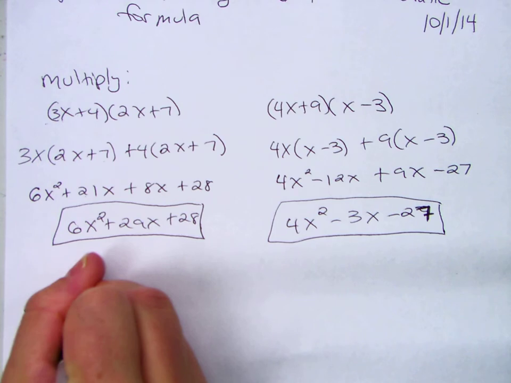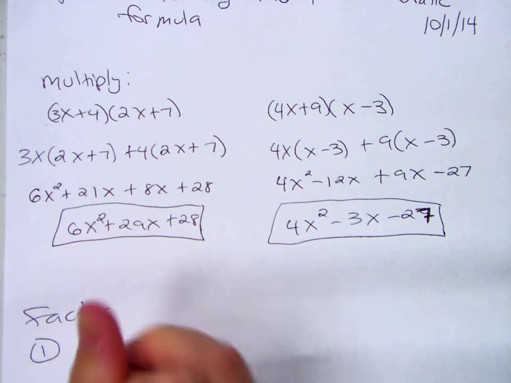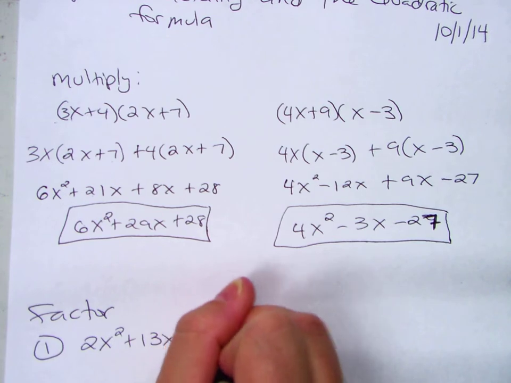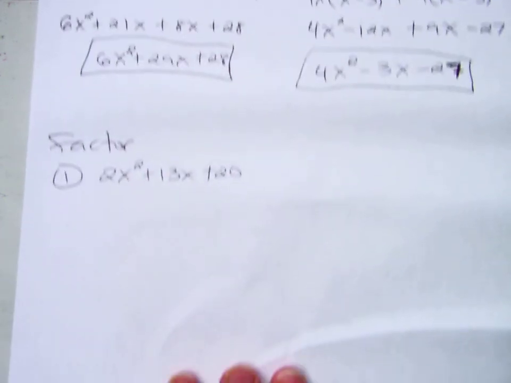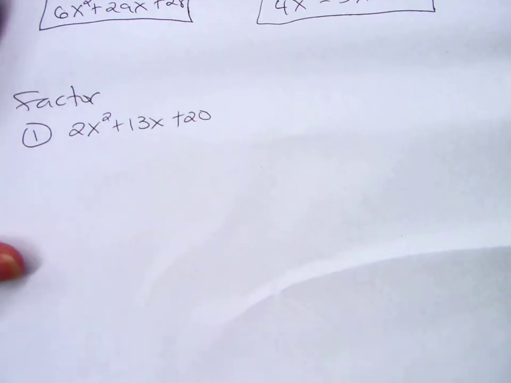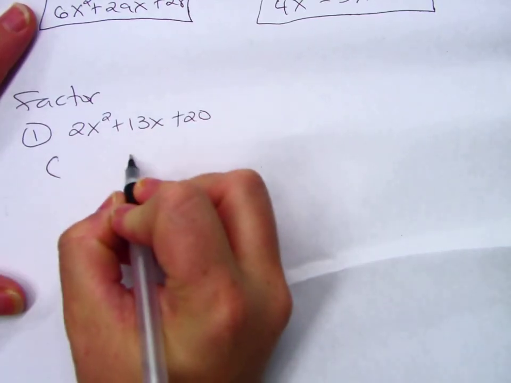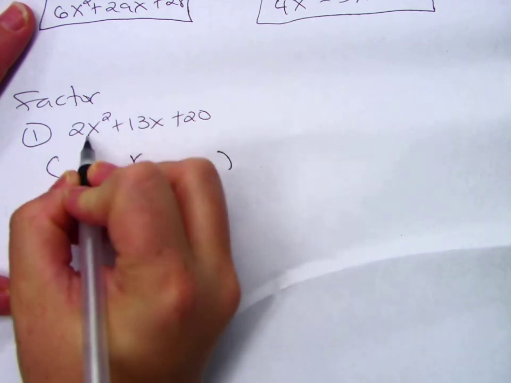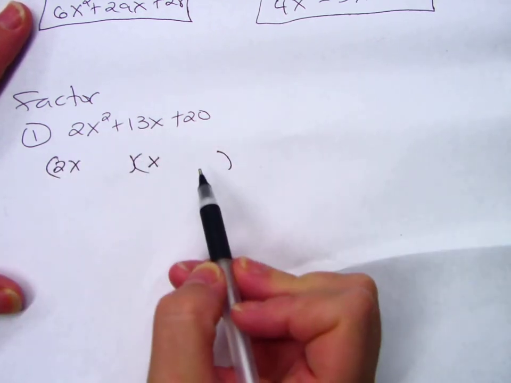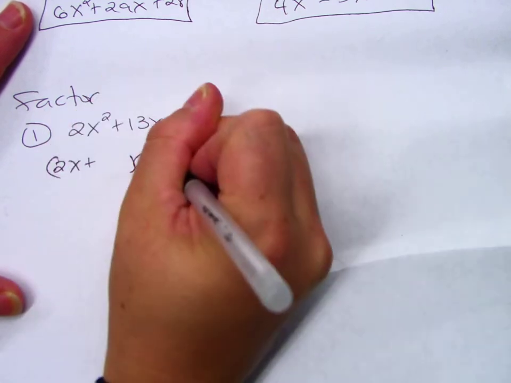So factor number 1: 2x squared plus 13x plus 20. I'm going to go over a few different ways to do this. Number 1, in your head. Let's just think about how you could do this in your head. This is how I learned. What multiplies to 2x squared? 2x and x. Okay. Now, everything's positive, so this one isn't too terrible.